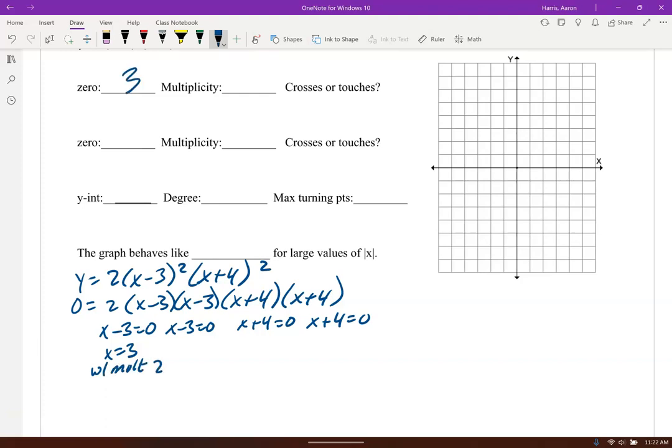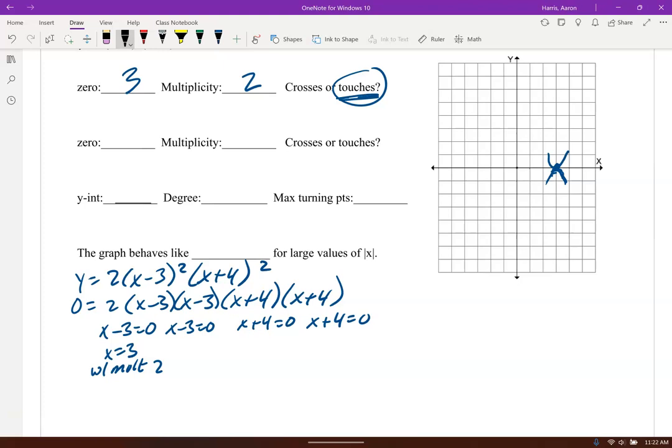So the first 0 is 3, and there's 2 of them, 2 of those factors, x minus 3, x minus 3. So with multiplicity 2, that means it touches because there's an even amount of them. 1, 2, 3. So I hit here. So I'm either going to touch it like that from the top, or the graph will just touch it from the bottom.